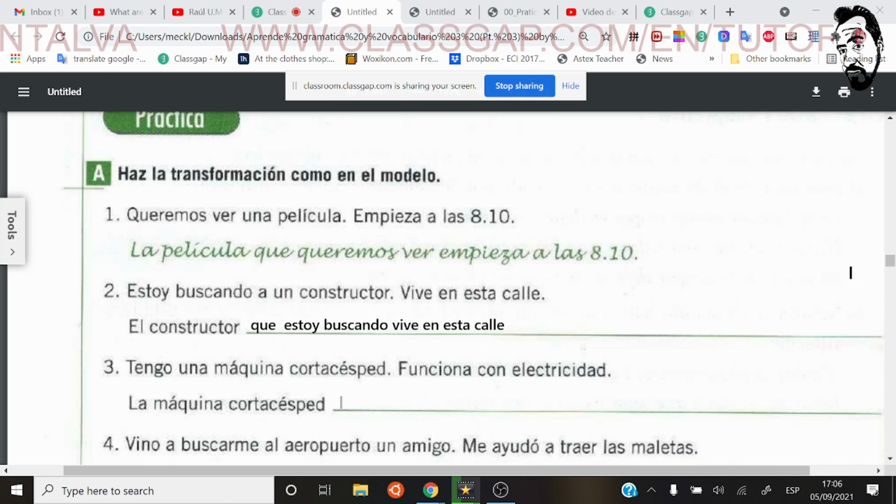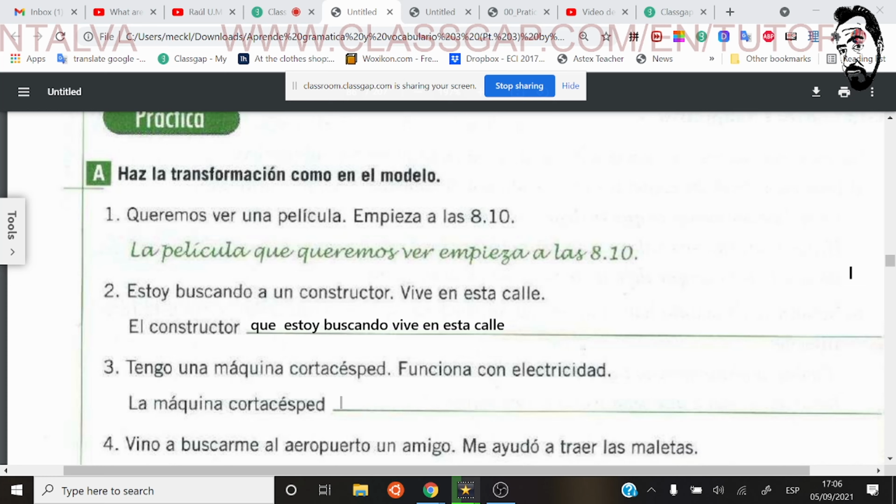Okay. So tengo. So que tenga funciona. No, no tenga. Tengo. Okay, because this is que tengo. Okay, que tengo funciona con electricity. So the lawnmower that have electricity function with electricity. Exactly. Okay. Notice in these two sentences, I'm using indicative, not subjunctive, because I'm talking about real things or people I know, or things I know exist. So I'm not talking about possible.